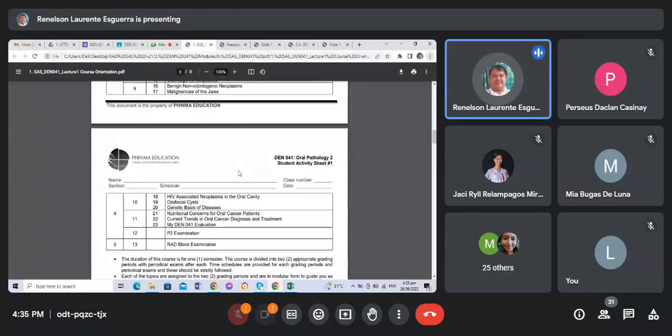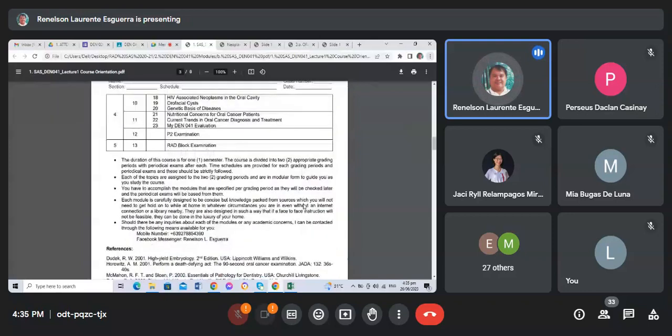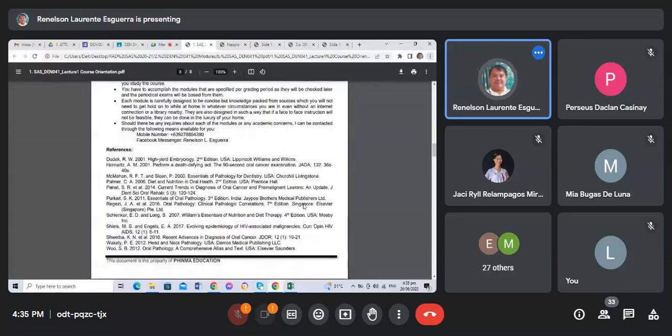If you noticed in the P2, I included their genetic basis of diseases. Then you have nutritional concerns for oral cancer patients and also current trends in oral cancer diagnosis and treatment, which I think would be very important for you when you start your practice later on. We also have the house rules and the references used. Our textbook is uploaded into the materials, as well as supplement slides for you to review at a later time.